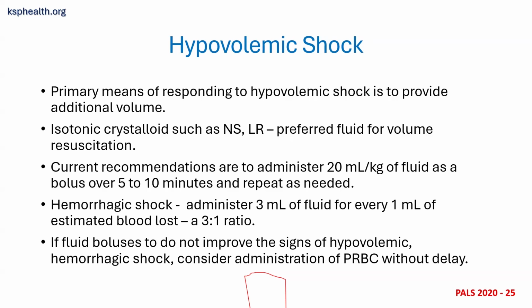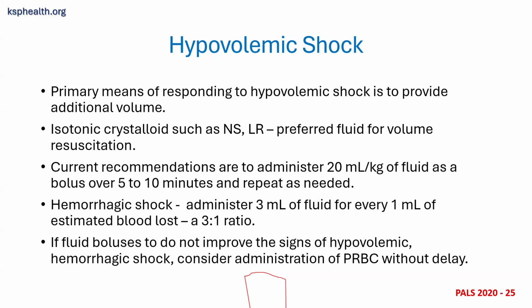In hypovolemic shock, the primary means of response is to provide additional volume. So what kind of fluid do you use? Usually isotonic crystalloid fluids like normal saline and lactated Ringer's. The current recommendation is 20 per kilo bolus over 5 to 10 minutes and repeat as needed. Oftentimes, you push the fluids fast.